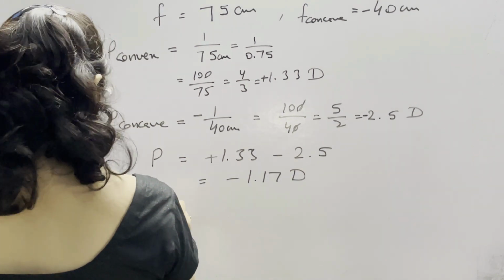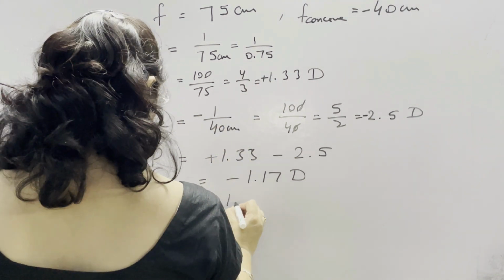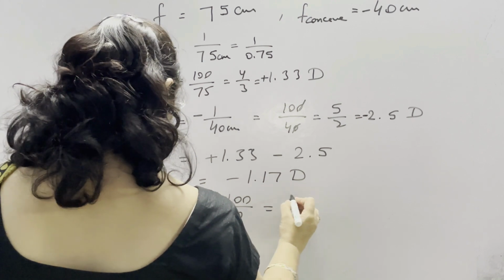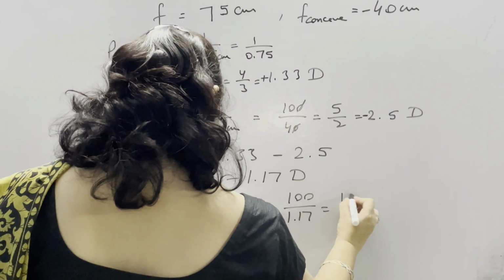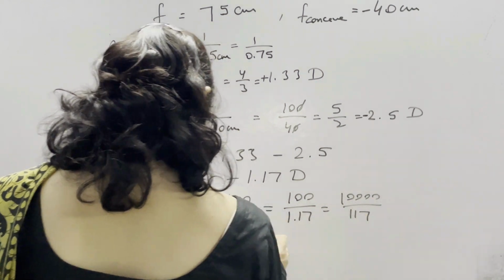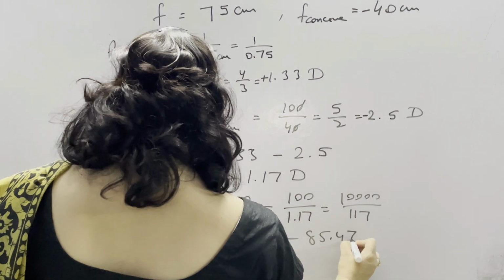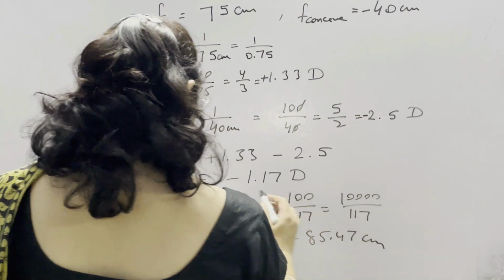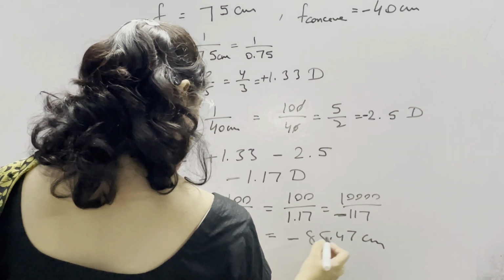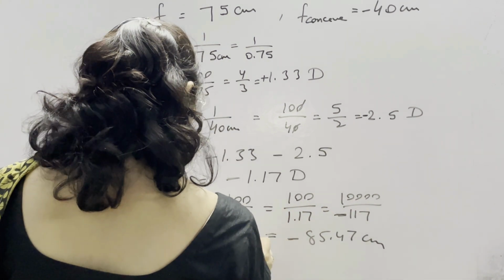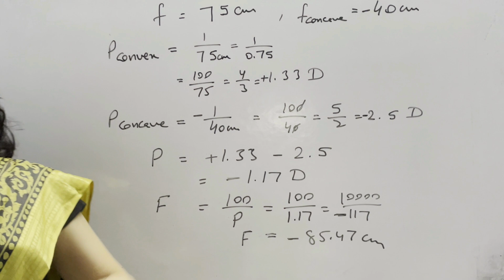So their combined focal length comes out to be, its value is 100 upon the total power which we have recently calculated. So 100 upon 1.17, it means 10000 upon 117, and its value comes out to be minus 85.47 centimeter. Because the minus sign is there, we need to put it here also. So minus 85.47 centimeter is the overall focal length of these two combined lenses, one is convex and another is concave.